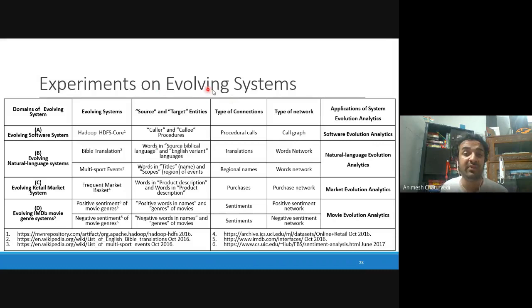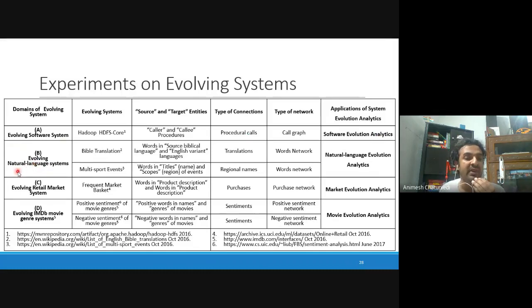Then these are evolving systems, like various evolving software systems. For example, I worked on Hadoop distributed file system libraries. There could be evolving natural language systems like Bible translation and multi-sports events. In the case of the Hadoop distributed file system, an evolving software system, you have caller and callee procedures, and you can create procedure call relationships and connections, and that would help you do call graph analysis. In the case of an evolving software system you make call graphs, and the network is said to be a call graph. When you do system evolution analytics on an evolving software system, we term it software evolution analytics.